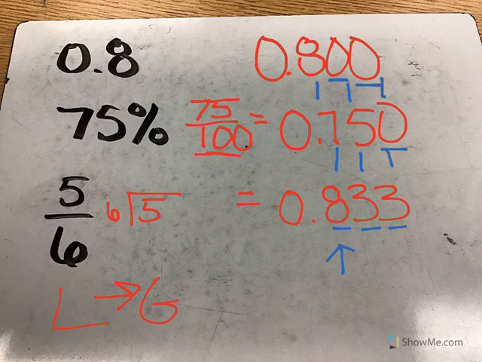So this one's easy. I'm going to circle this in yellow. This will be the least value. So the least is 0.75, or 75%.